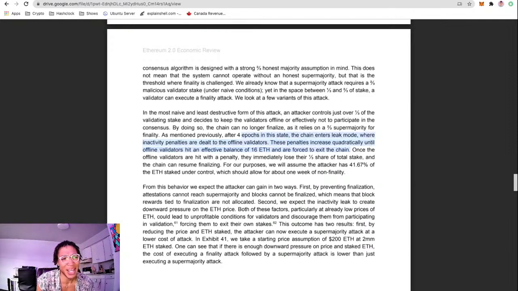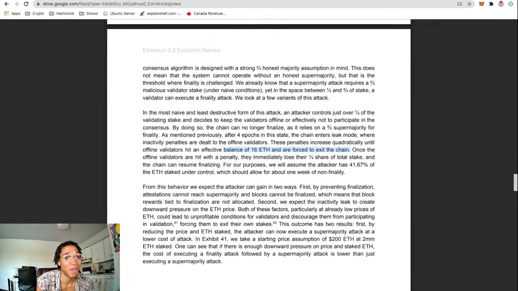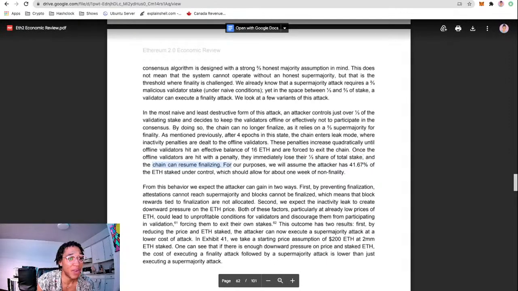So I guess luckily my validator didn't go that low, but it was definitely dropping on my first validator I had running. Once the offline validators are hit with a penalty, they immediately lose their 1/3 share of total stake, and the chain can resume finalizing.